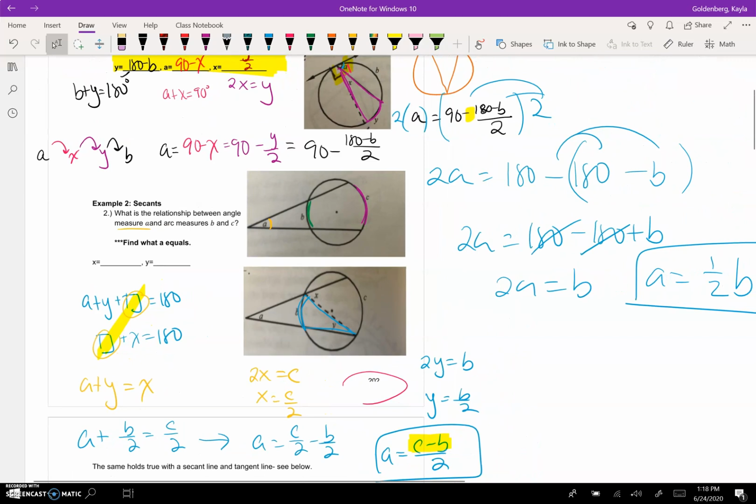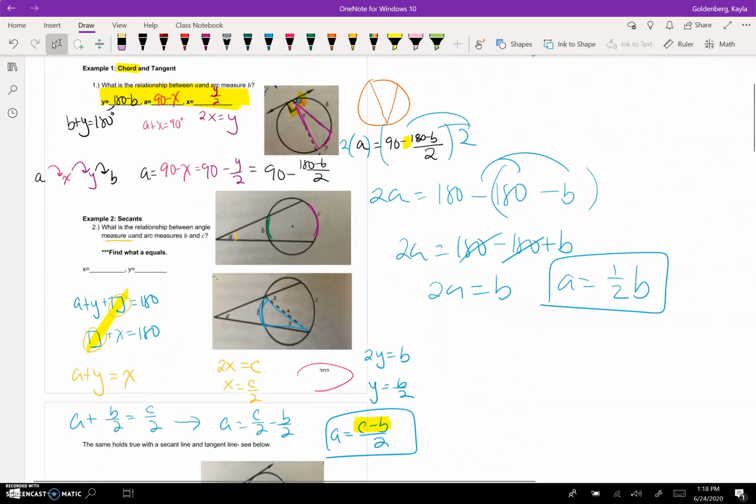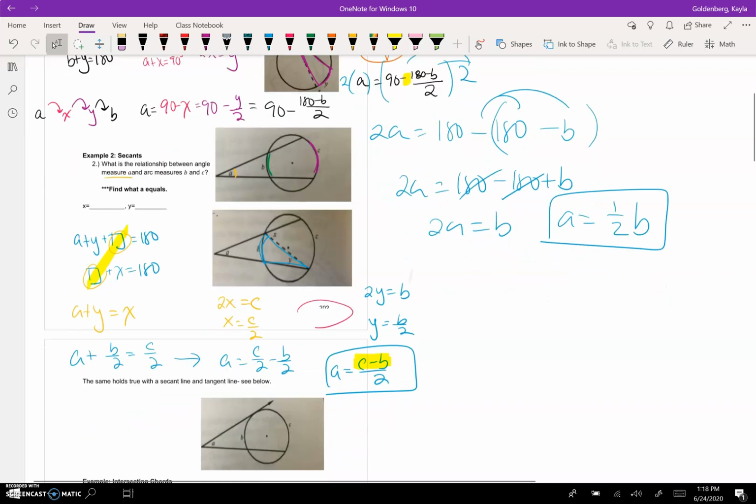Like I said, you don't have to worry about memorizing this. We're just exploring these ideas and working with algebraically proving things that are true.